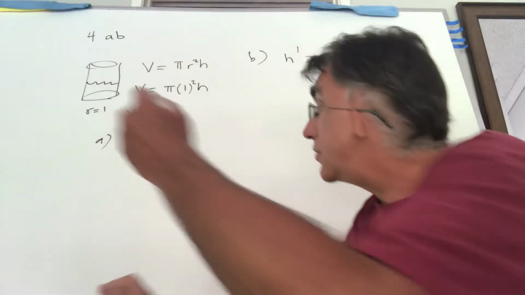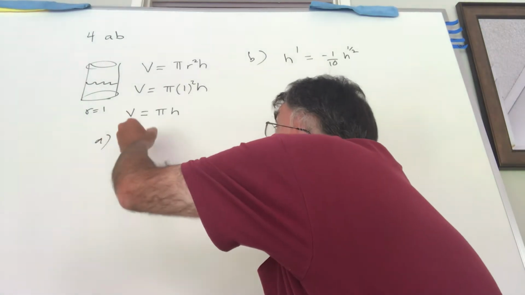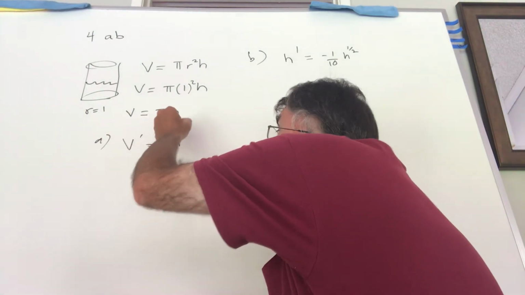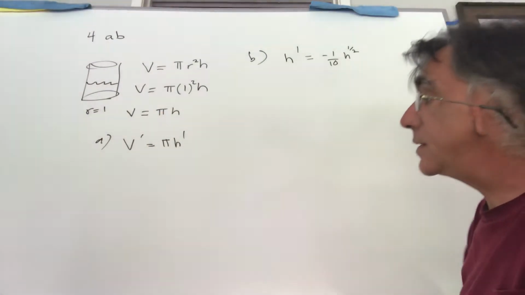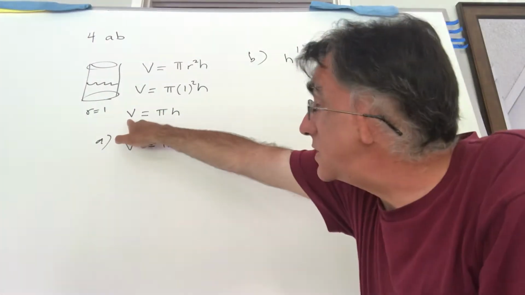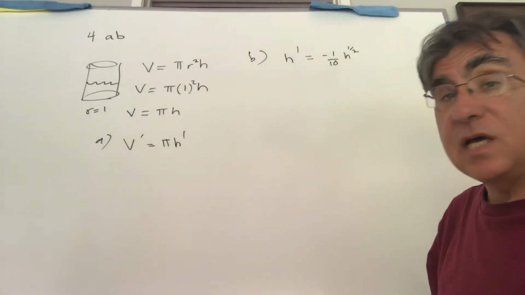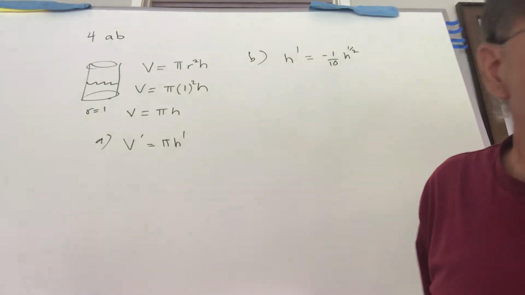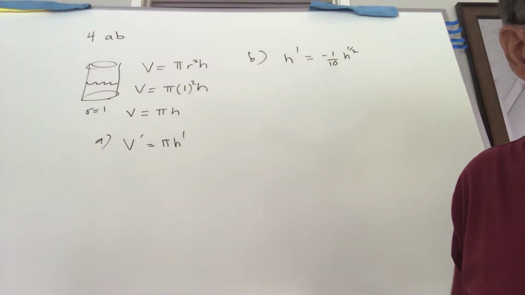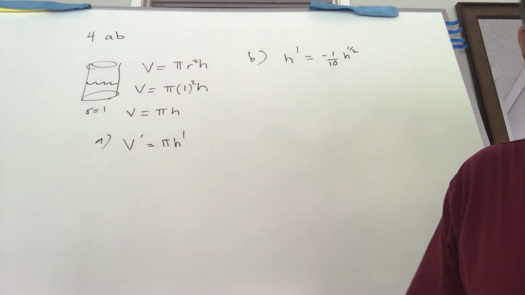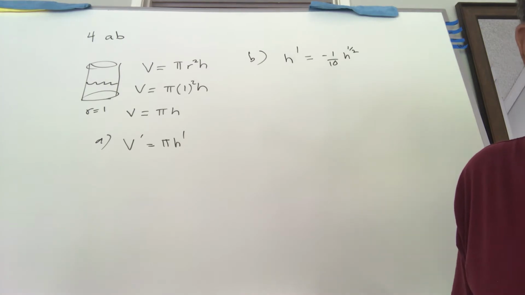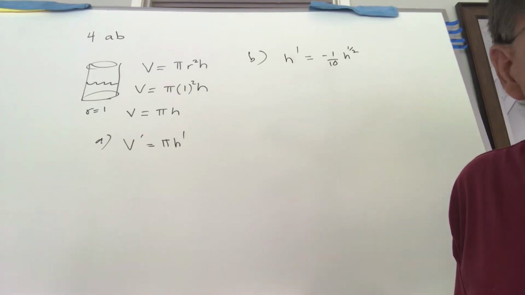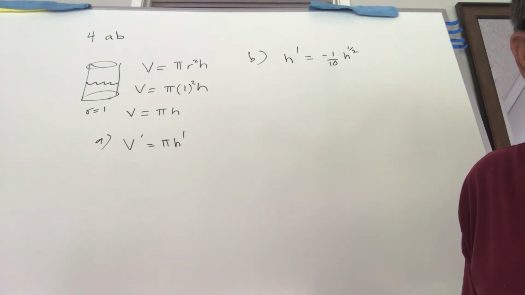Now remember how we take derivatives. V prime is pi h prime. Remember, you have to do implicit differentiation on both those because the thing that's happening here is time, right? It says find the rate of change of the volume of the water in the barrel with respect to time when the height is 4 feet.